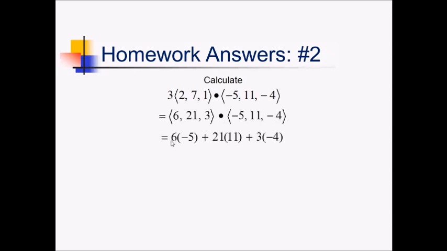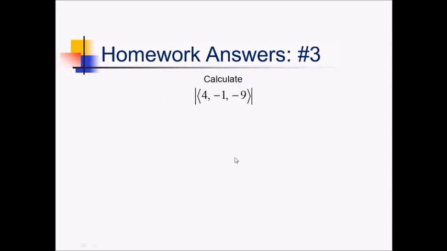So this is going to be negative 30, and then this one here, well, 21 times 10 would be 210, plus another 21 brings us to 231, and over here this is negative 12. Negative 30 plus 231 gives us 201, minus 12 is going to be 189.